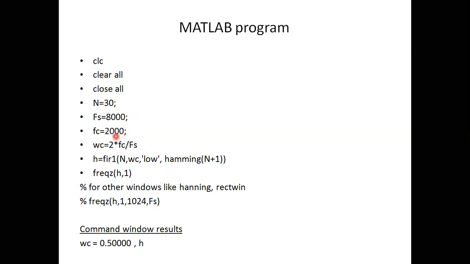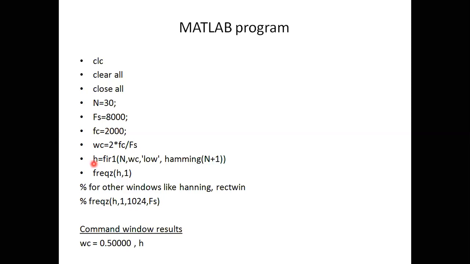I am normalizing this cutoff frequency with respect to the sampling frequency. So the normalized cutoff frequency is omega c equal to fc divided by half of the sampling frequency, fs by 2. This is for normalization of the frequency. After doing this, now you need to find the coefficients. This is not the frequency response; h is your impulse response, or the coefficients of your filter.